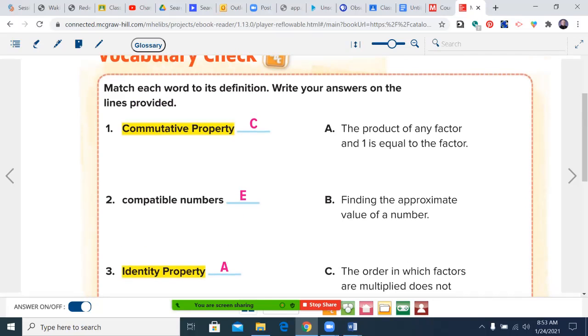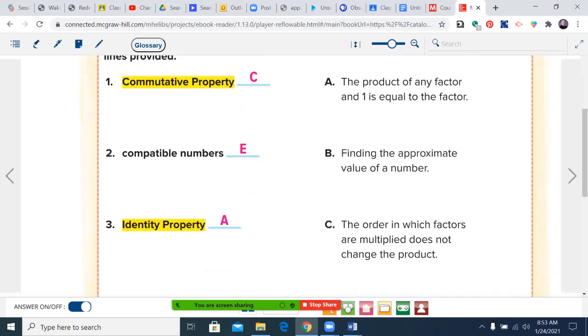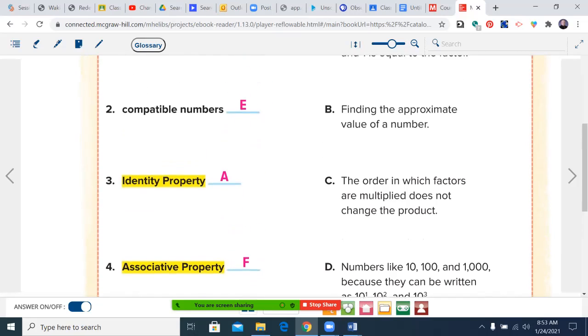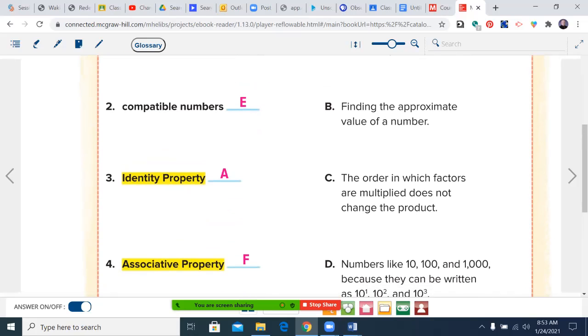Identity property, A, the product of any factor and one is equal to the factor. And this is something that we've rehashed a few times throughout the school year. Anytime, if I go 3 times 1, it's 3. 9 times 1, it's 9. If it was 190 million times 1, it's 190 million. Your first factor and your product are the same because you multiplied by 1. You have one group of.